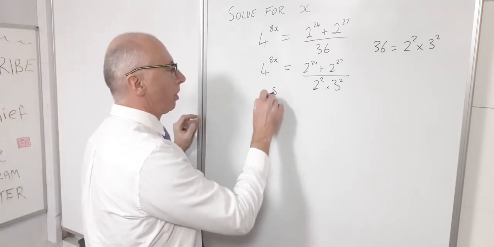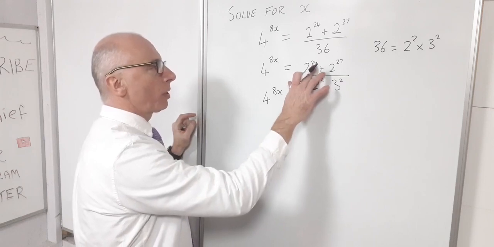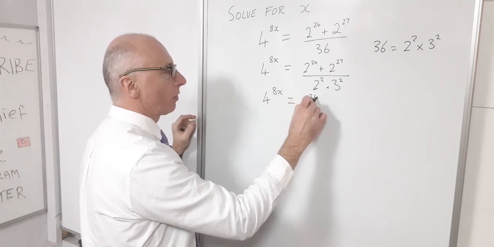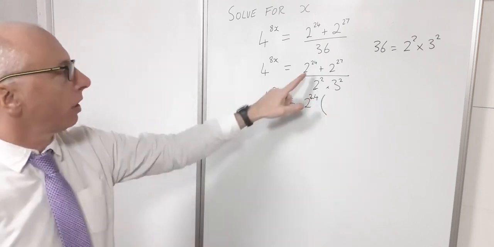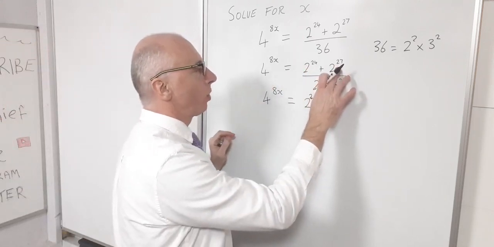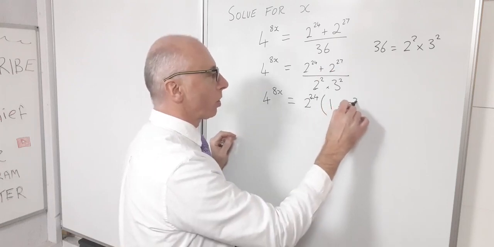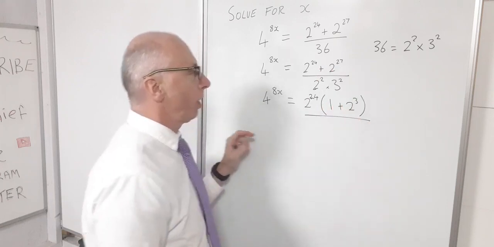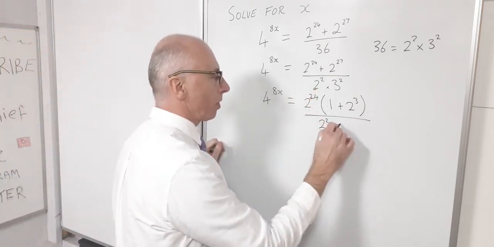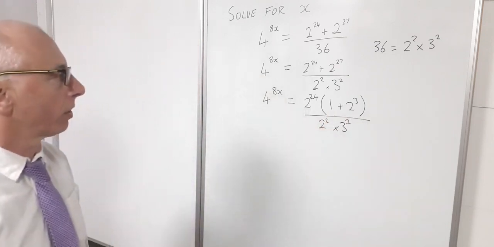So we've got 4 to the 8x equals, well, 2 to the 24 is the lowest of the indices. So if I write that first, 2 to the 24, and then factoring that out, I'm left with a 1 because I've got 2 to the 24 here. And this term here, 2 to the 24 times 2 cubed will give me 2 to the 27. So now I write 2 cubed. Then in my denominator, I've still got my 2 squared times 3 squared.